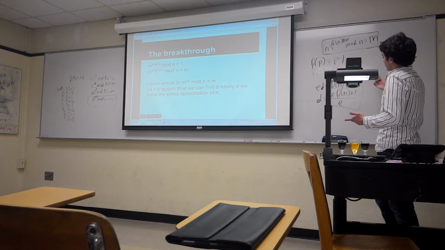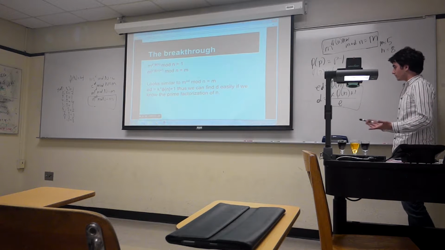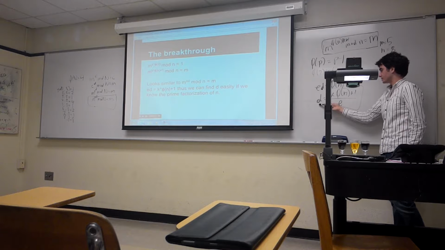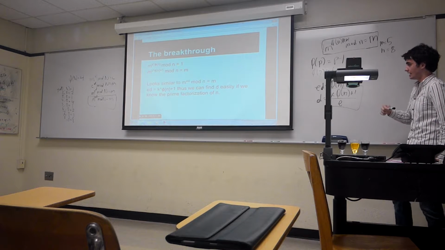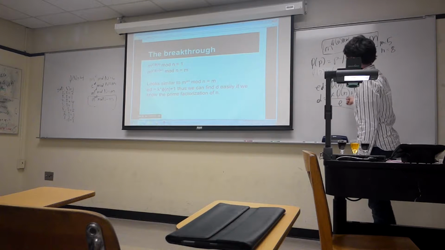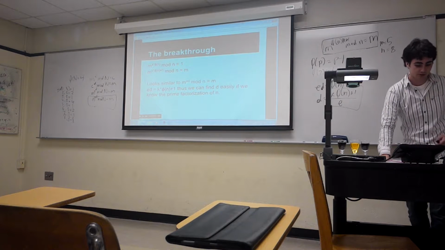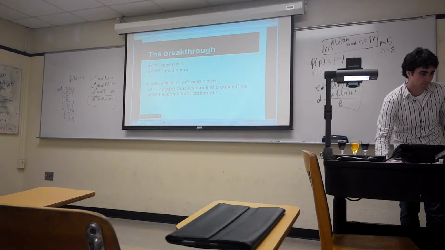So basically, if I pick a prime number that's very large, nobody can find what d is, because you can't find phi of n very easily, but I can, because I know how to factor that prime number, because I came up with it.